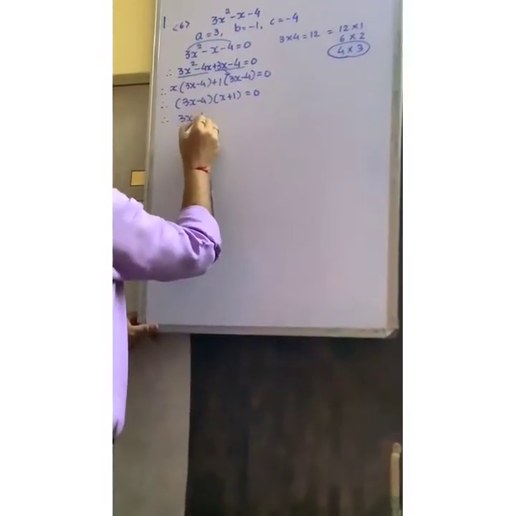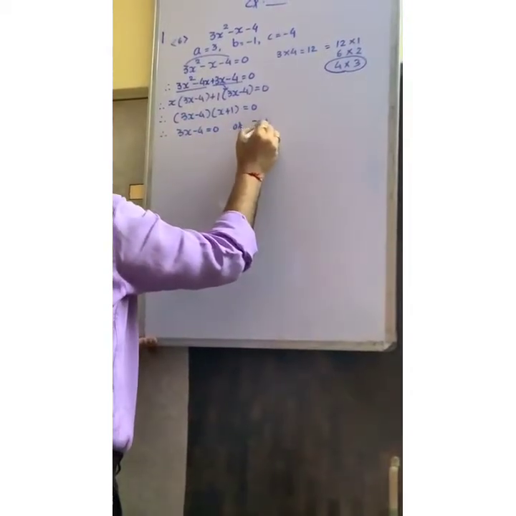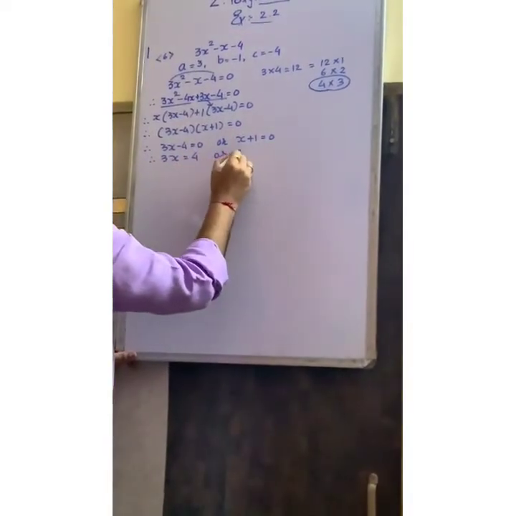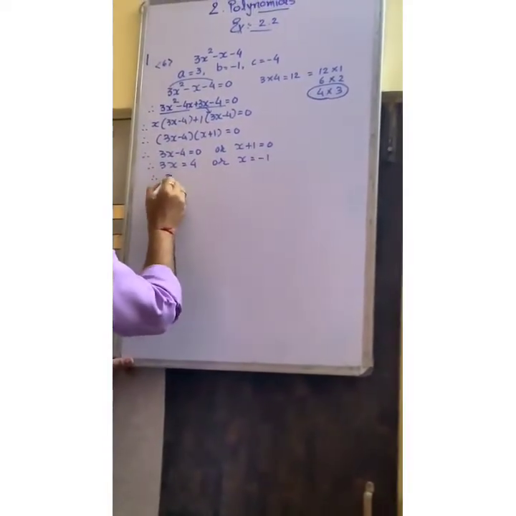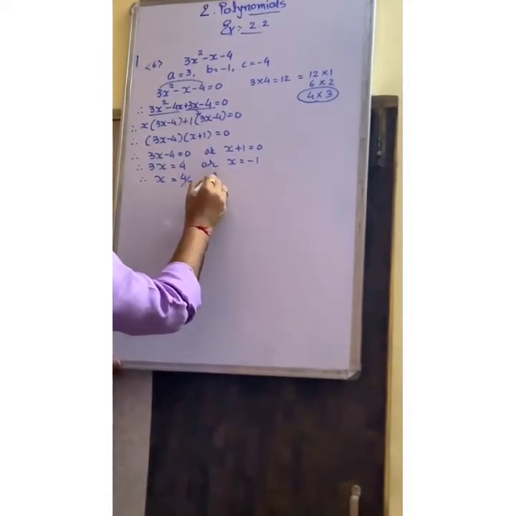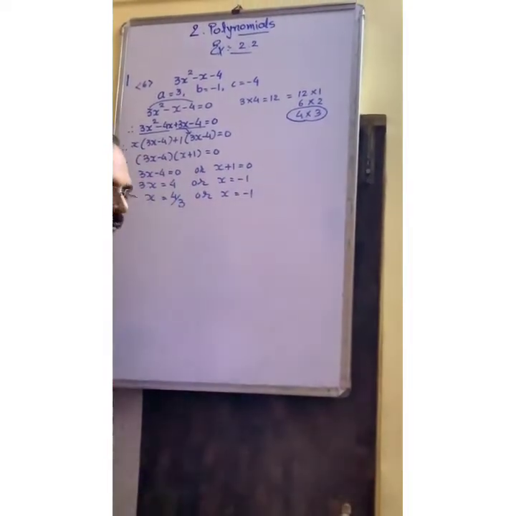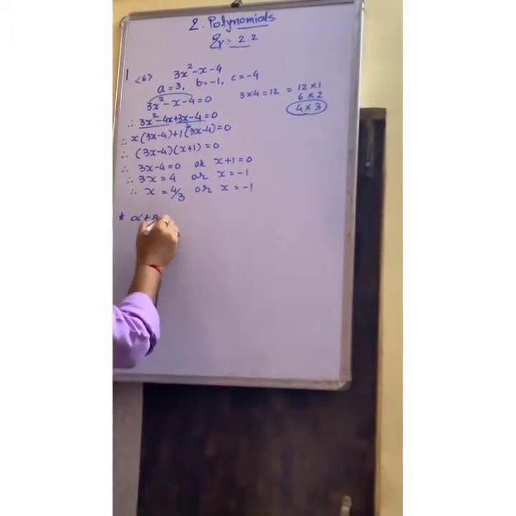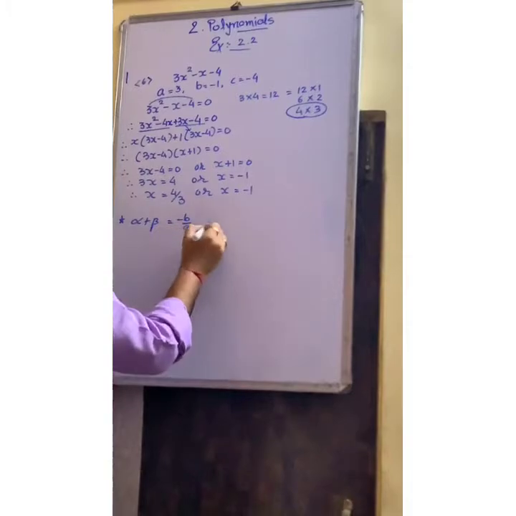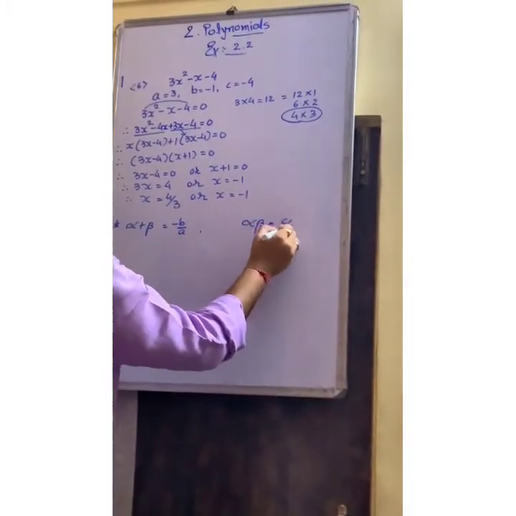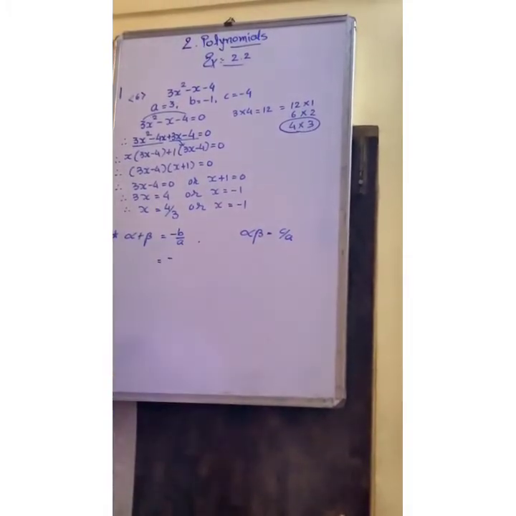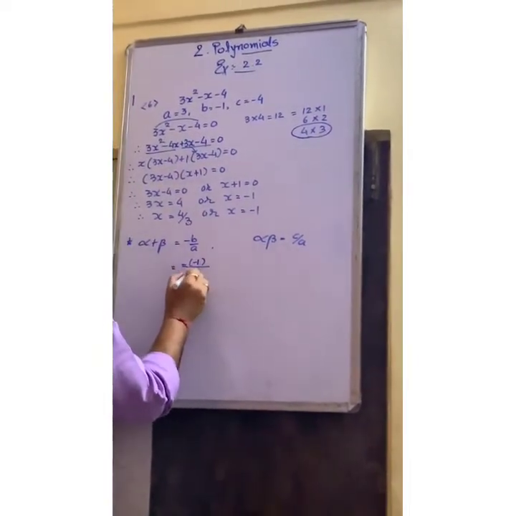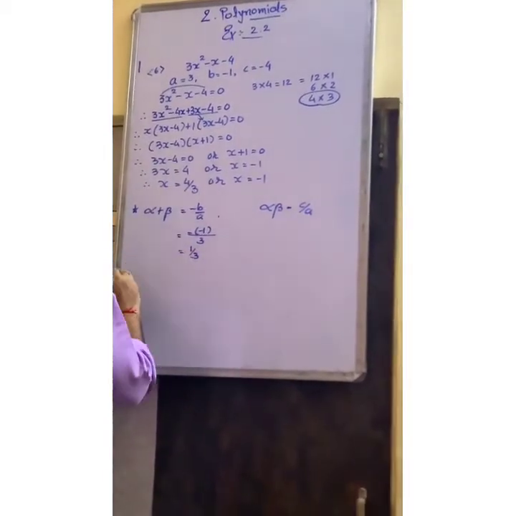So 3x minus 4 equal to 0 or x plus 1 equal to 0. So 3x equals to 4 or x equals to minus 1. x equals to 4 upon 3 or x equals to minus 1. Now verify this. Start with alpha plus beta is minus b upon a. Alpha into beta is c upon a. According to formula, alpha plus beta is minus b. B is minus 1 upon a is 3. Minus minus plus 1 upon 3.